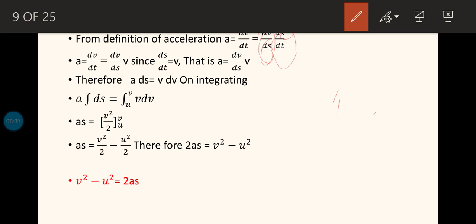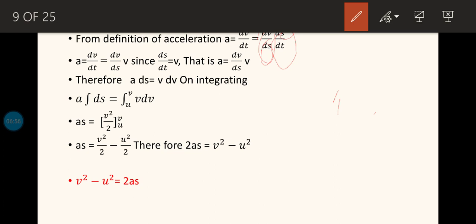Integration is from u to v. Initial velocity is u and final velocity is v. On integrating, v dv becomes v square by 2 with limits u and v. On the left side, a into integral of ds is s. So a into s equals v square by 2 with limits u to v. Now substituting upper limit and lower limit, the equation reduces to a into s is equal to v square by 2 minus u square by 2.